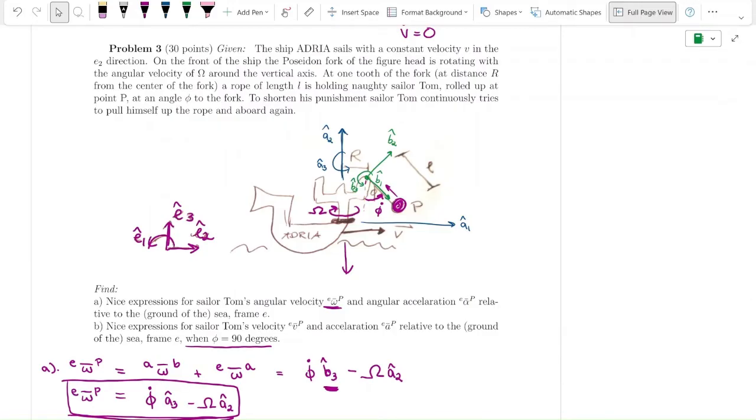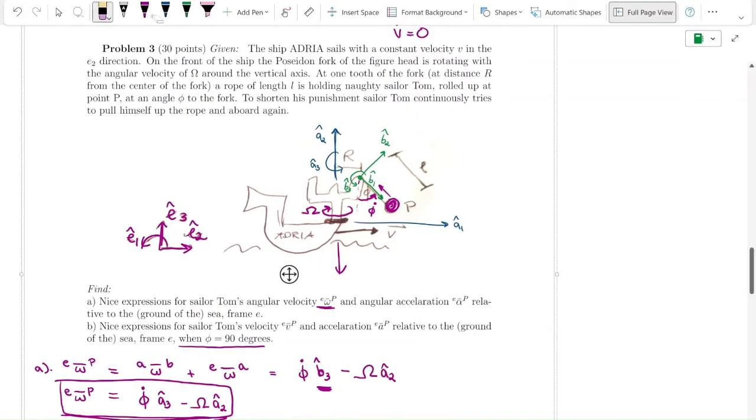that is fixed, and we know that the ship is moving, and we know that this is spinning, and that Tom is also spinning. So I'm going to pick the point. What should I pick? I think I'm going to pick this point here. So this is point O.